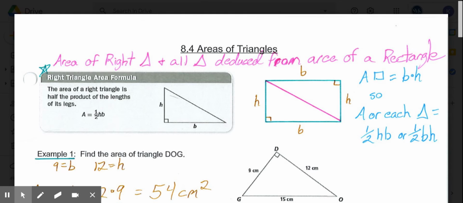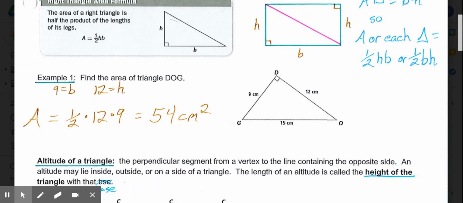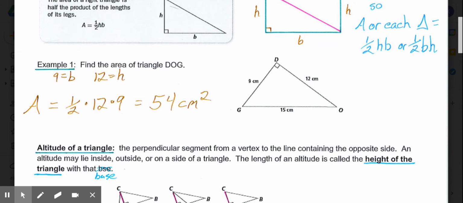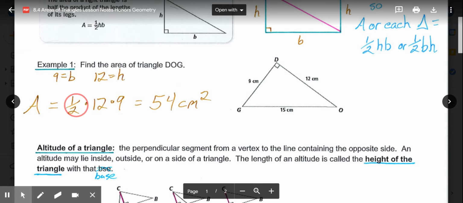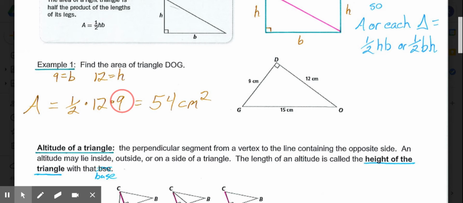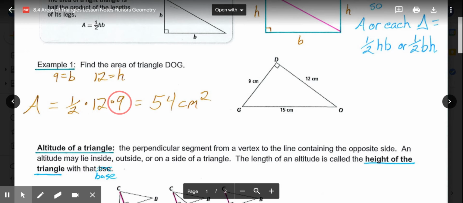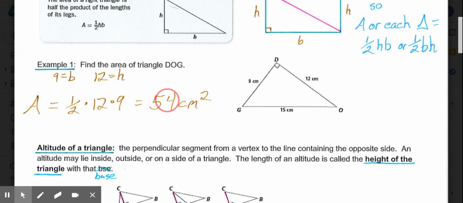So that's where the idea of area of a triangle comes from, and in this case, specific to a right triangle. So what we look at in example 1 here is we care about our legs of the triangle. So our legs are the 9 centimeters and the 12 centimeters, the two sides that meet at 90 degrees. So our area is 1/2 multiplied by 12 multiplied by 9. So in other words, 1/2 of 12 is 6. 6 times 9 is 54 centimeters squared. And always remember, our units are squared or to the second power.